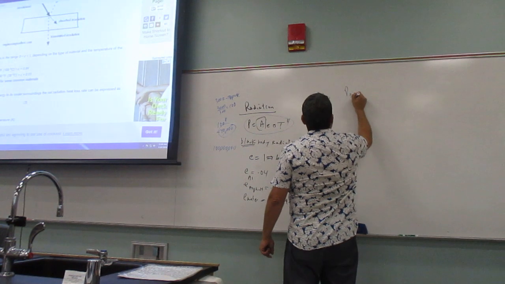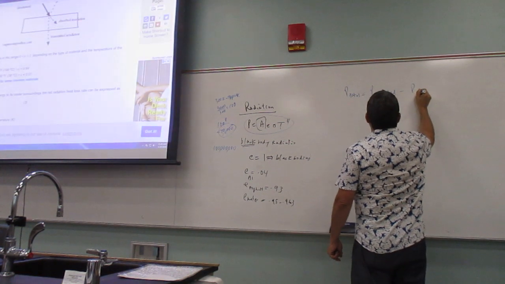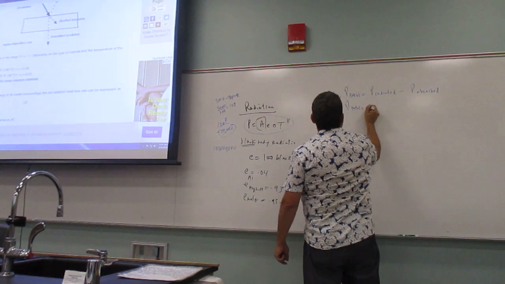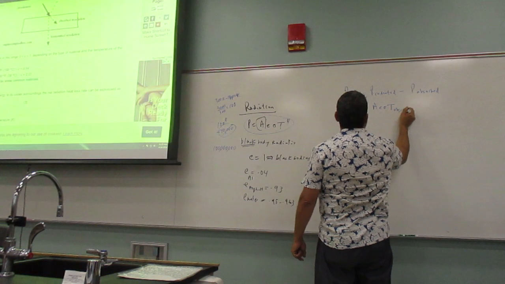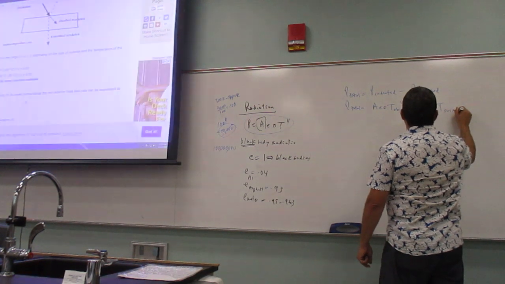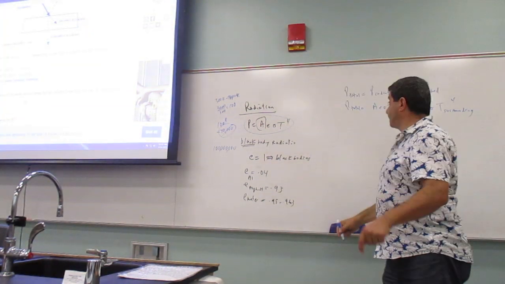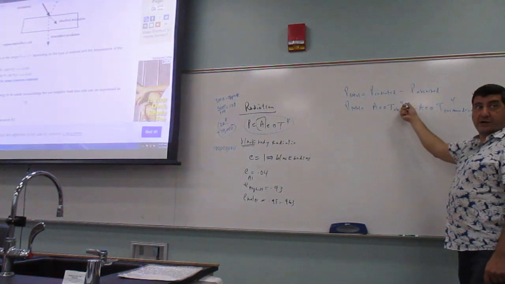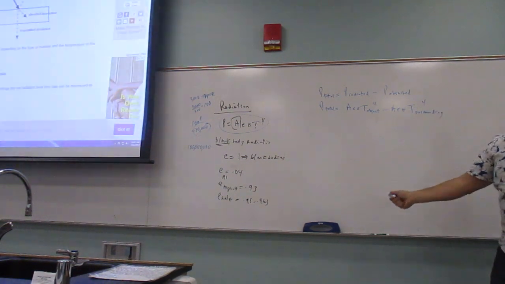So P total is going to be P radiated minus P absorbed. P radiated is A E sigma T of the object to the power 4 minus A E sigma T of the surrounding to the power 4. Right? So you're constantly radiating to the atmosphere, depending on what your temperature is to the power 4. And you're also absorbing from your surrounding, depending on what the temperature of the surrounding is.